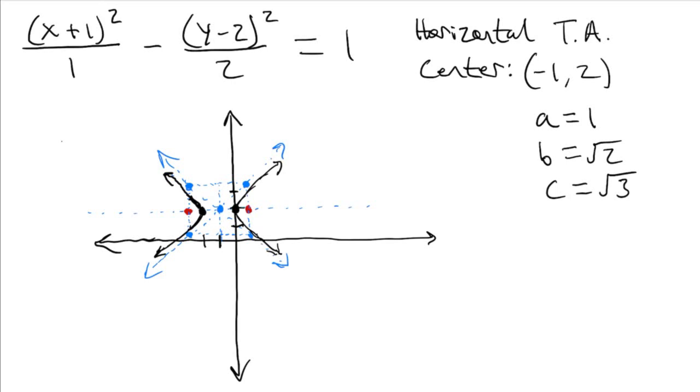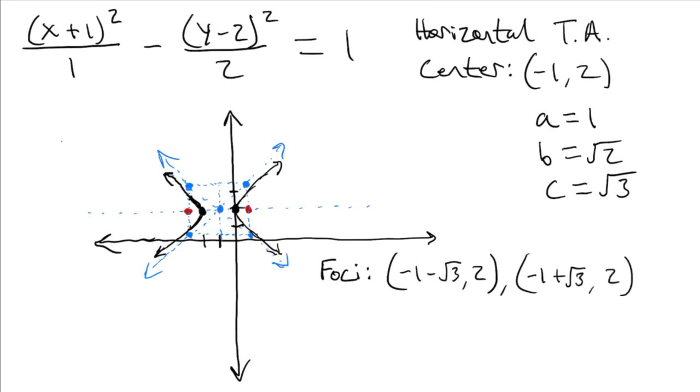So let's get the foci, I should say. And remember, last time my x value was the same for everything. This time my y value is going to be the same because we have a horizontal transverse axis. So for my foci, for the first x coordinate, I need to do -1 minus root 3, 2. And for the second one, I need to do -1 plus root 3, 2. You could punch that in a calculator and get an approximation if you want. I'm going to leave it like that.